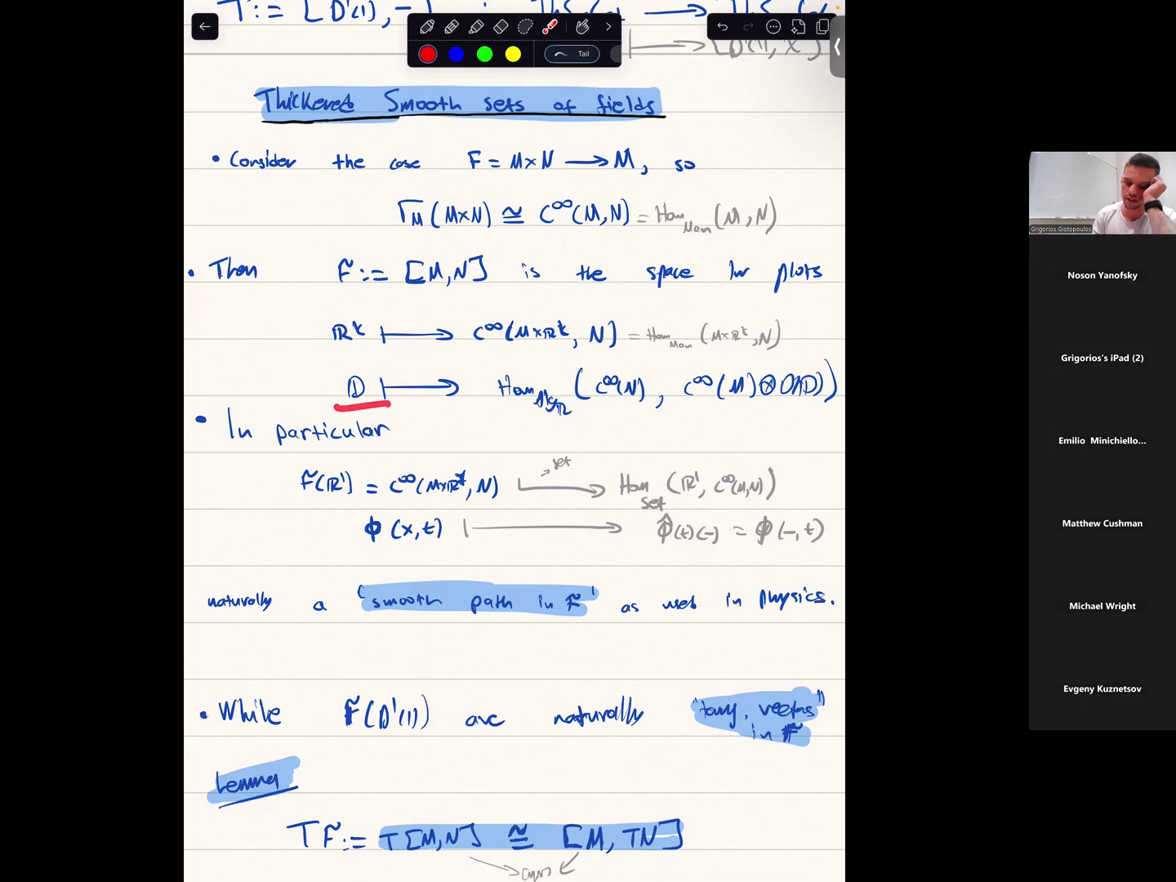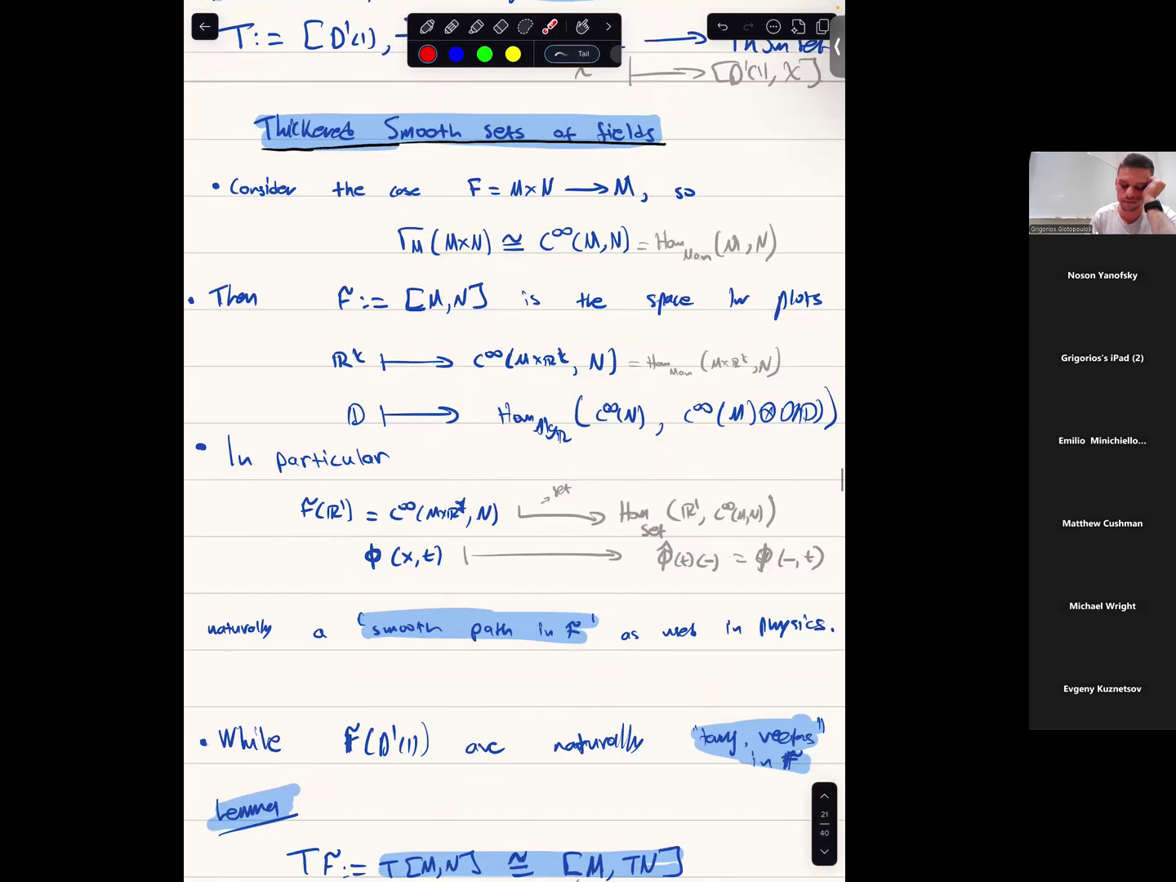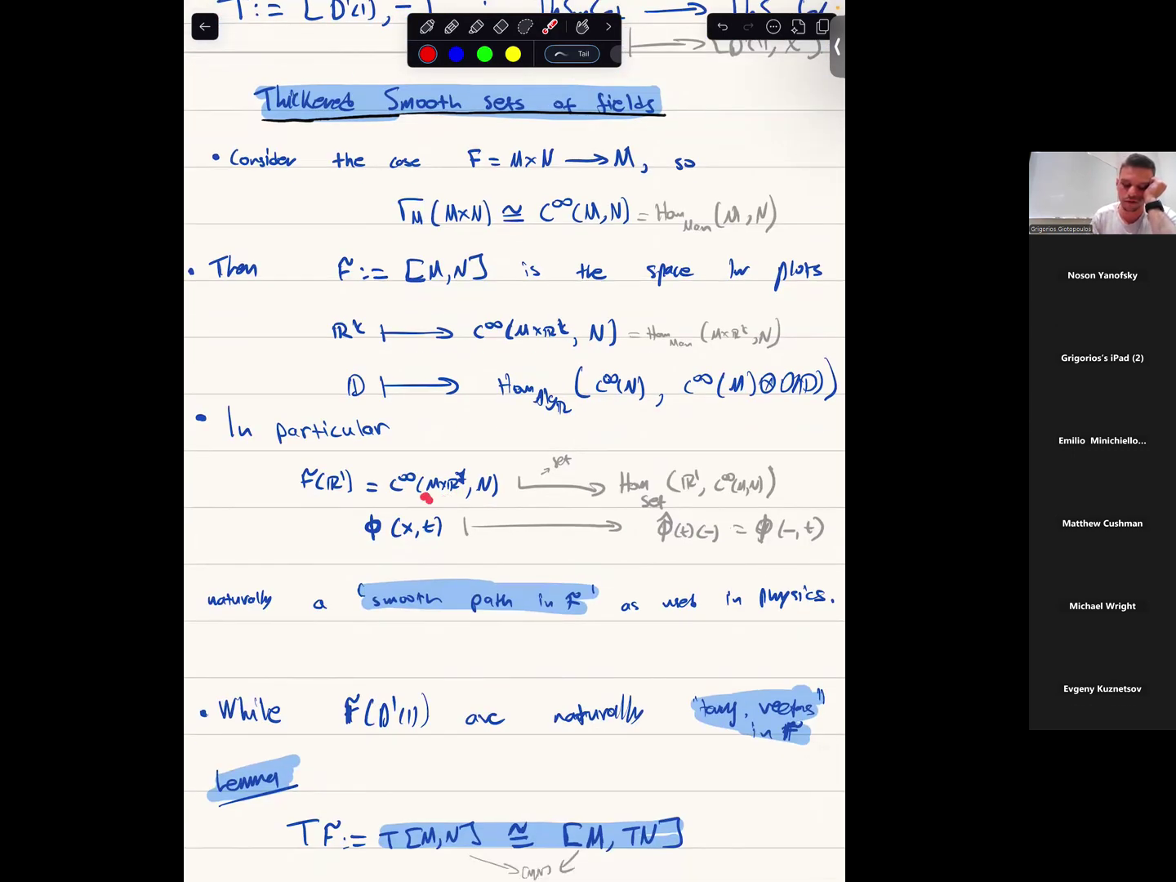But it also tells you, you can calculate what it means to be an infinitesimal D-shaped plot in this field space. For instance, you can apply it to tangent vectors. But first of all, as I said, for curves, it gives you exactly what physicists have been using as a notion of a smooth one-parameter family of fields. Just take the product here inside the source with the source manifold, and why?